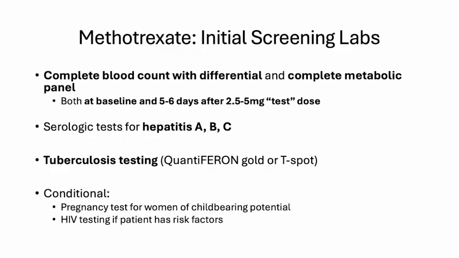So what are the labs you're going to want to get when starting a patient on methotrexate? You'll want to get a CBC with diff and a CMP, both at baseline and 5 to 6 days after they take the 2.5 to 5 milligram test dose. You'll also want to check a hepatitis panel and check for TB with either QuantiFERON-Gold or T-SPOT. For patients of childbearing potential, you're going to want to get a pregnancy test, and if a patient has any risk factors for exposure to HIV, you'll want to check that as well.